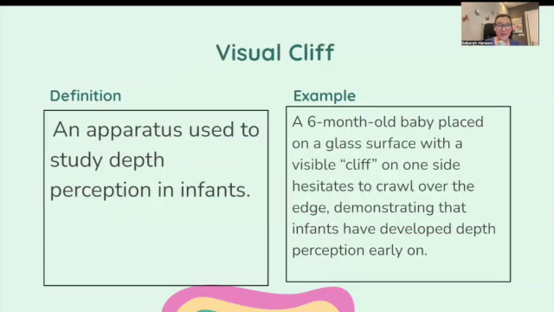Okay, visual cliff, an apparatus used to study depth perception in infants. A 6-month-old baby is placed on a glass surface with a visible cliff on one side, and it hesitates to crawl over the edge, demonstrating that infants have developed depth perception early on.